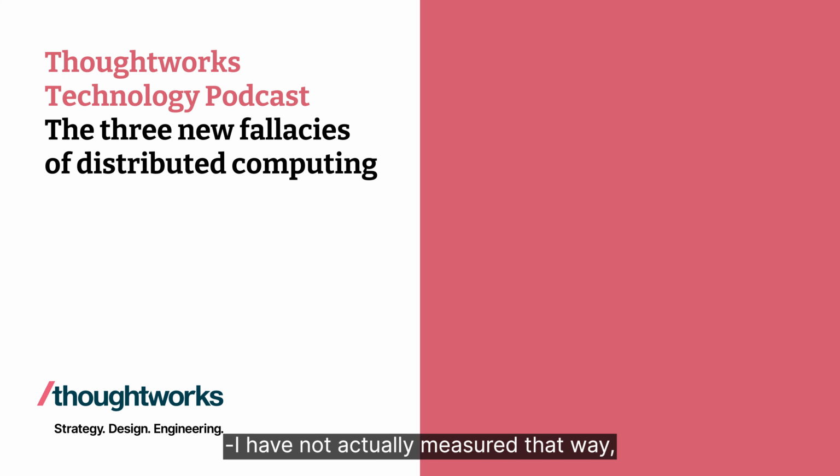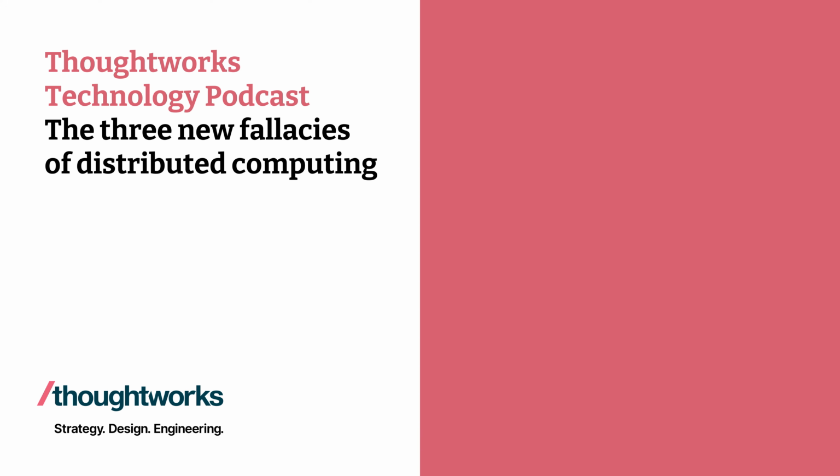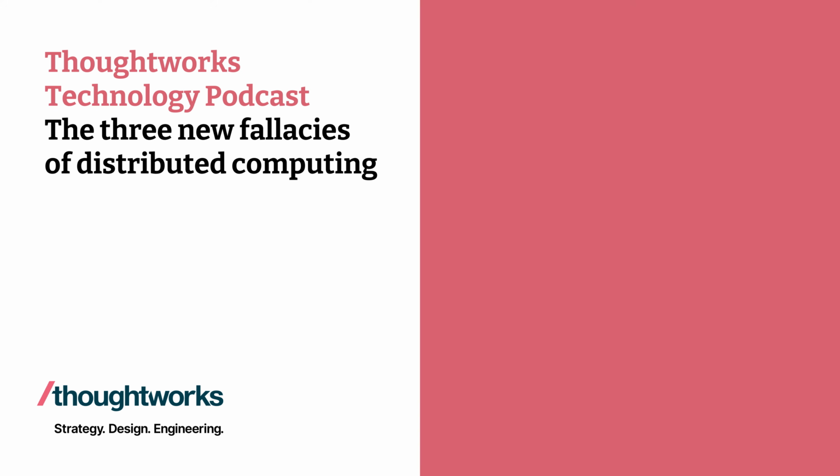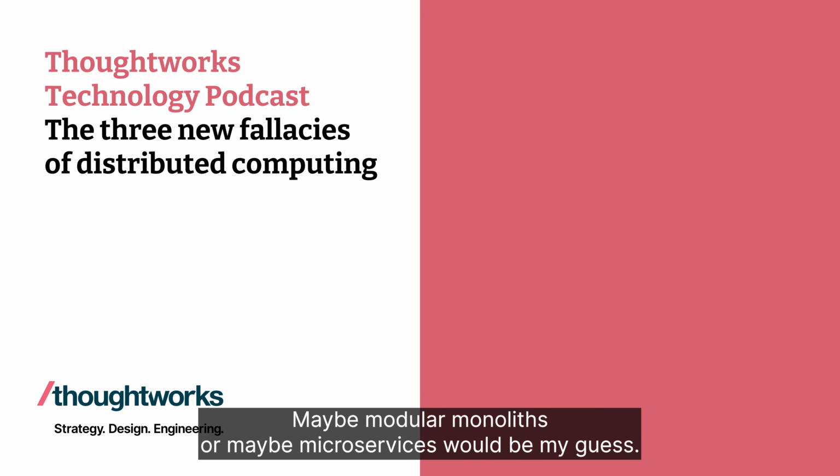I have not actually measured that way, but let's see. If I had to guess, I don't know. I mean, is it in part 1? Give me a clue. Part 1. It's in part 2. It's one of the other architectural styles. Wow. Okay. I guess, look, maybe modular monoliths, or maybe microservices would be my guess.